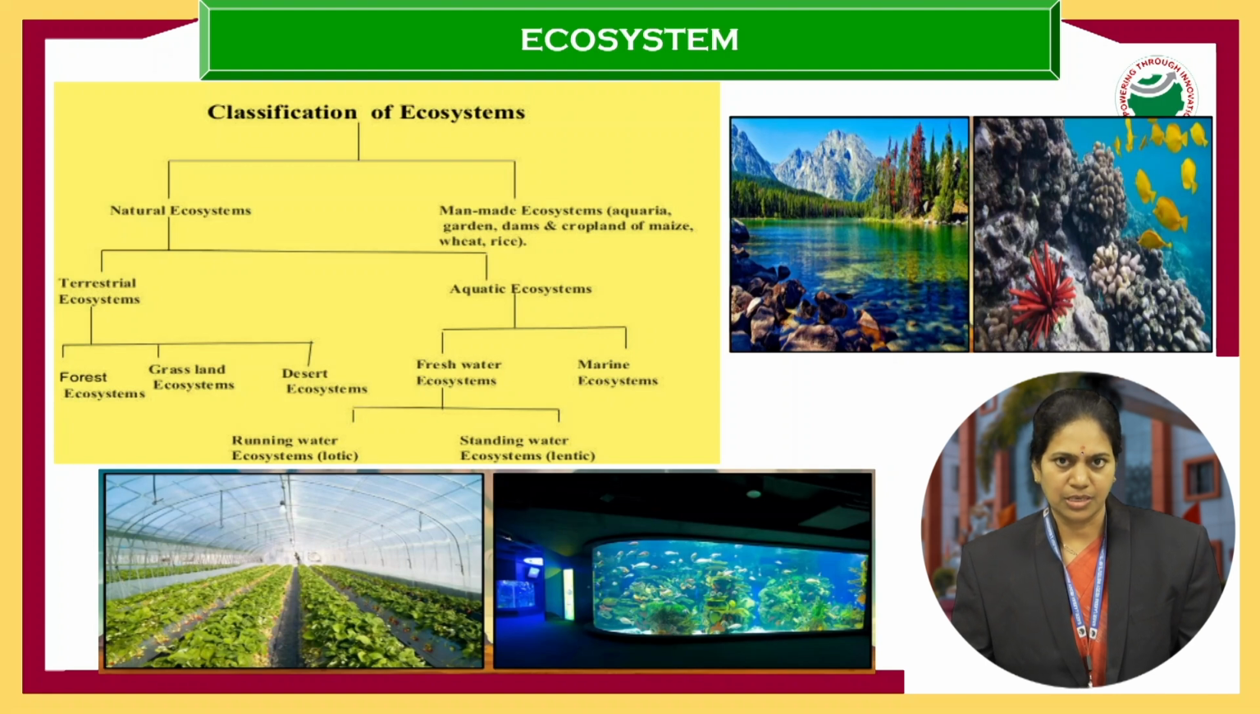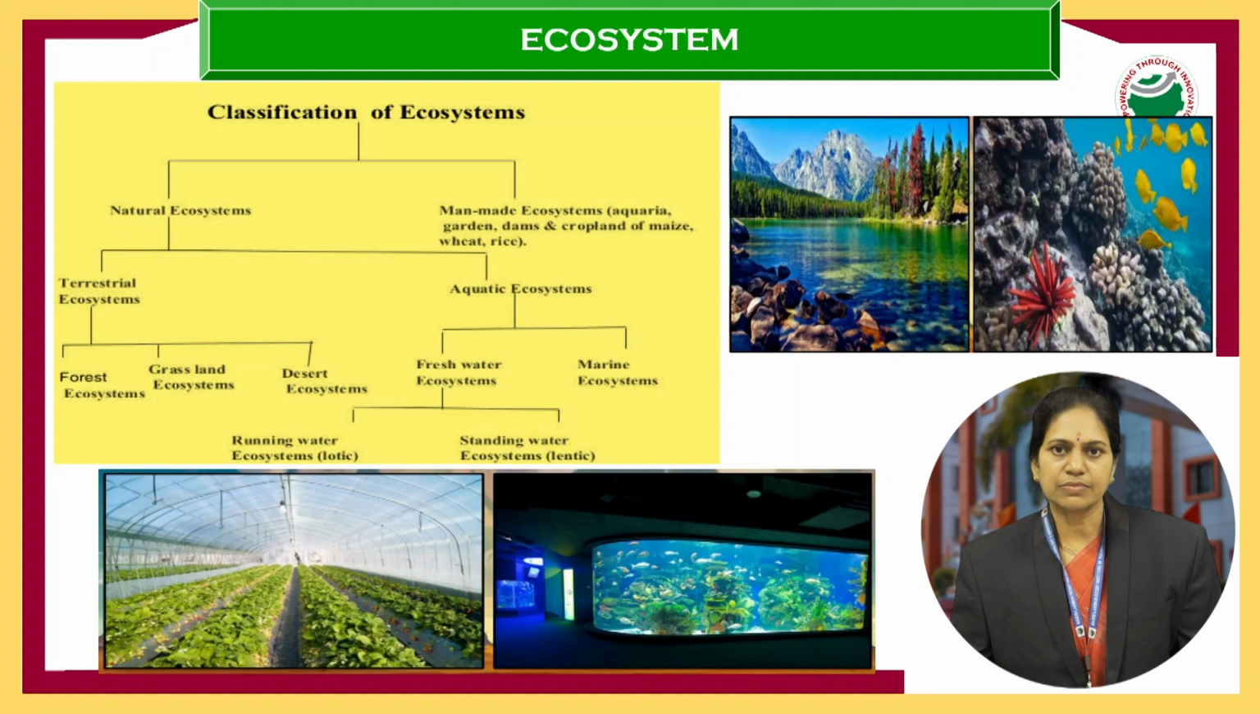In freshwater ecosystems, it is of two types. We have two types of freshwaters. One is running waters. We call it lotic ecosystem, where the water is running, the water is flowing. It can be a river, it can be a stream, it can be a creek, or it can be a spring. The water is flowing. Then we have lentic ecosystems, where the water is standing. The stagnant water, we call it lentic, and the flowing water, we call it lotic ecosystems.